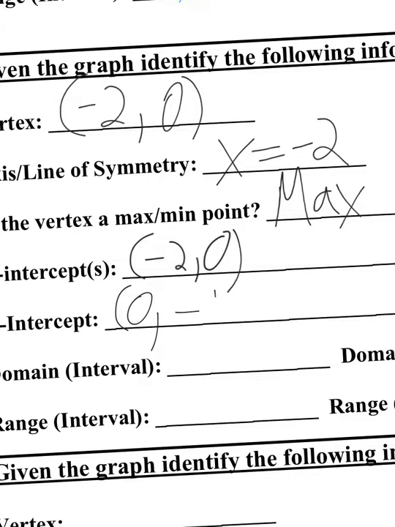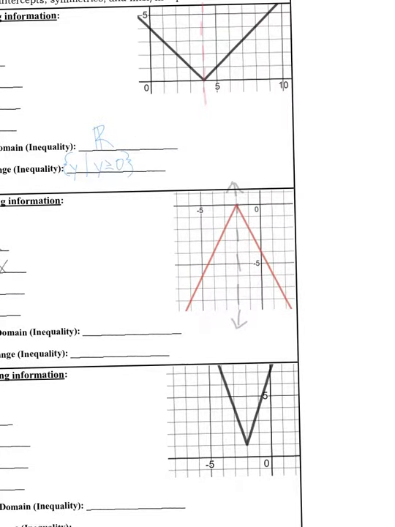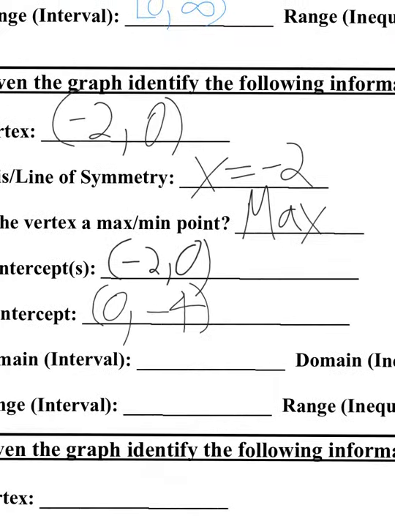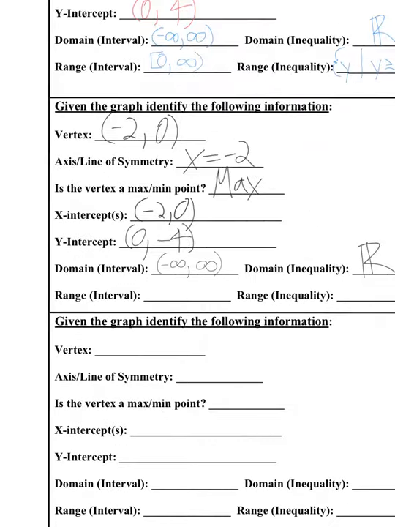And y-coordinate's negative 4. Alright, and so what's my domain? Well, even though it's opening down, it's still moving left and right freely. So my domain is all real numbers. So in inequality notation, I'll write the R. And then in the interval notation, I'll use the infinity symbols. So negative infinity, comma, positive infinity, both in parentheses. And so that covers the domain.